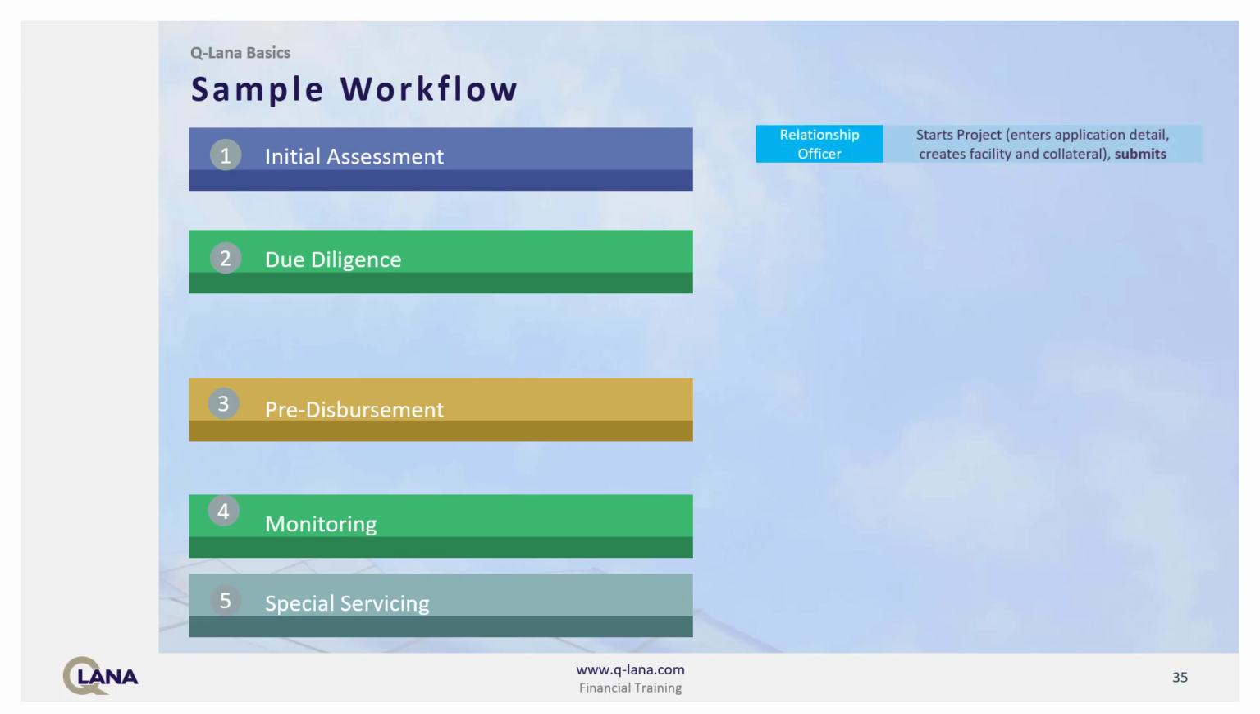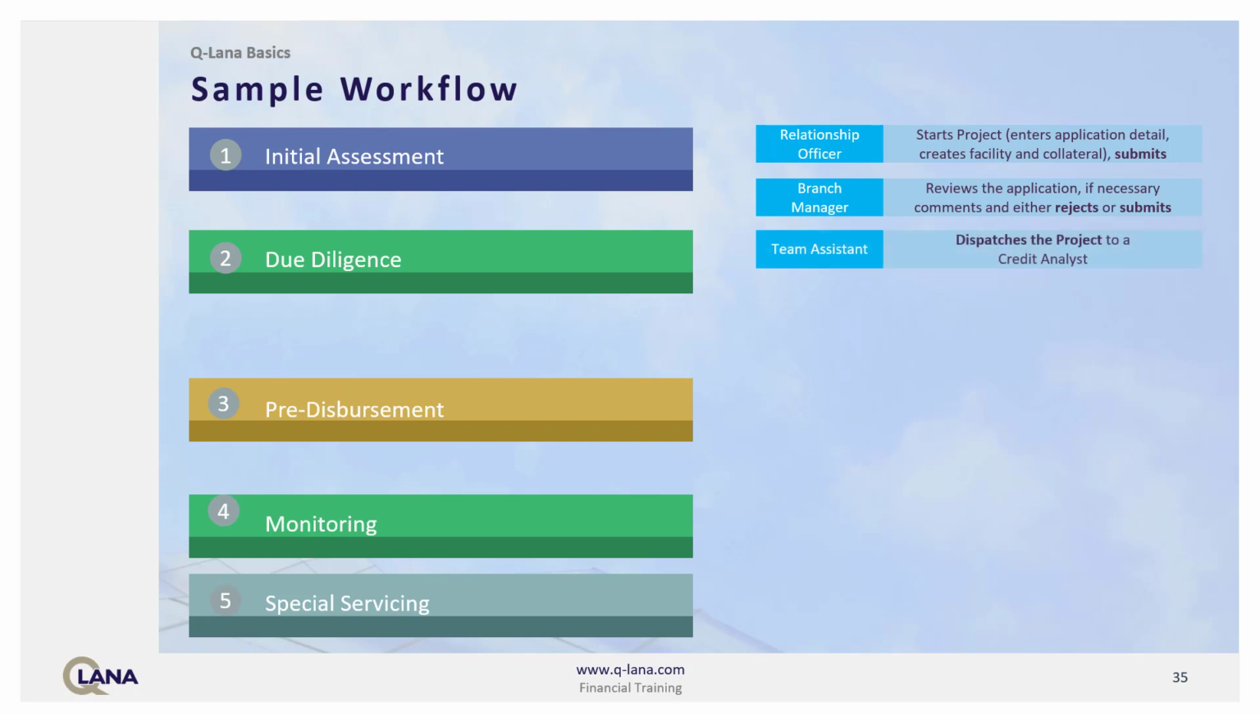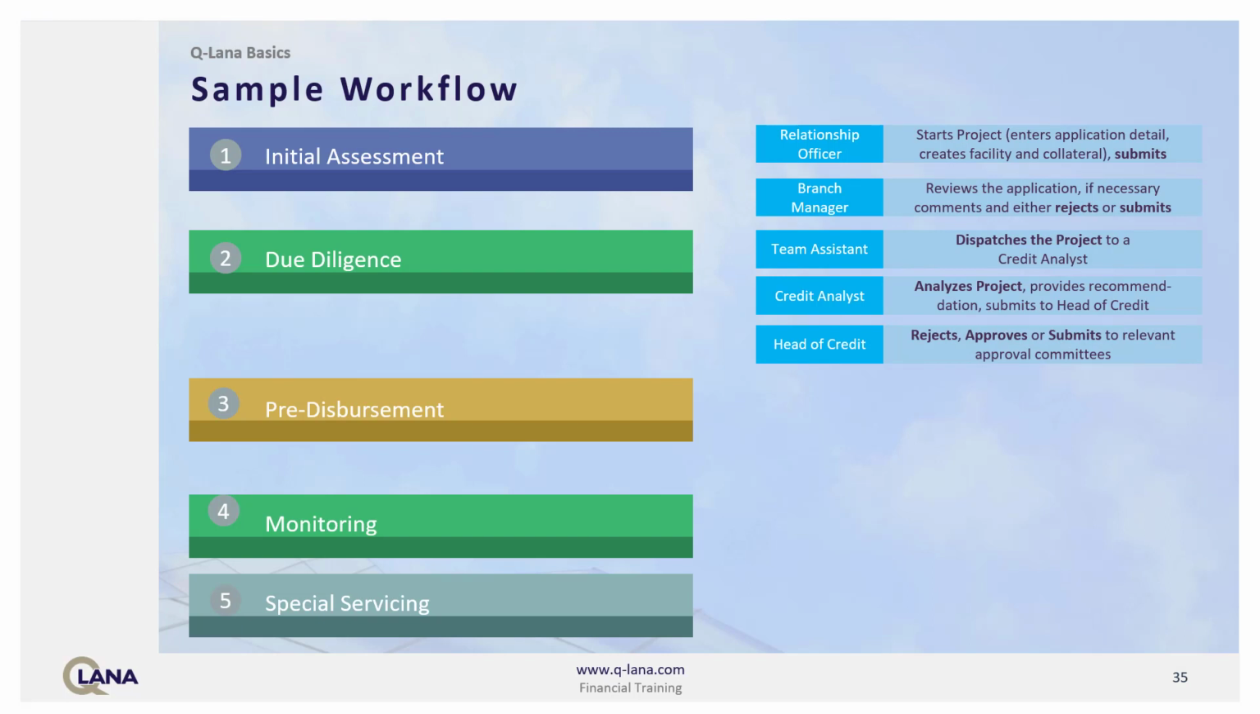In our case, during the initial assessment, the relationship manager starts a project and submits the information to the branch manager. The branch manager will review the application, makes comments, and either rejects the loan or submits it for the next step. A team assistant then dispatches the project to a list of credit analysts. The analyst analyzes the project and submits it to the head of credit, who in his turn then reviews the transaction, approves it, rejects it, or submits it to the relevant committees for approval.